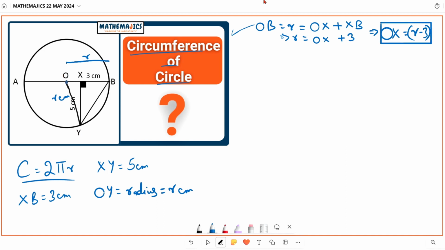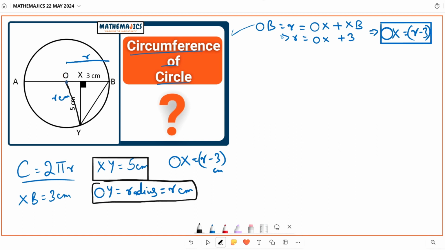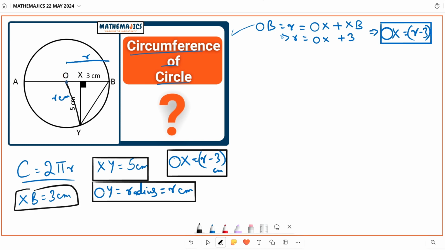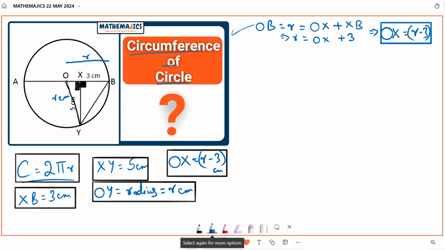So, let's write it down here. OX is R minus 3 centimeters. Let me put these things in boxes. We will be needing all these things that I'm keeping in the boxes. Now from here, I will be jumping to a right triangle. Which right triangle? This right triangle, OXY.